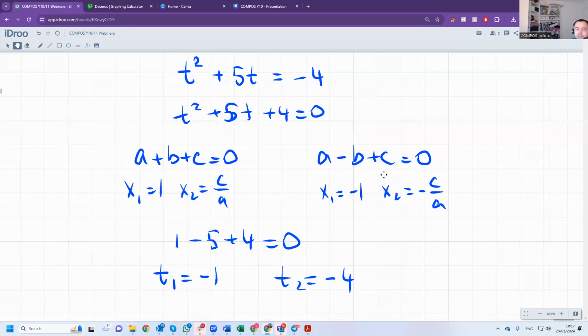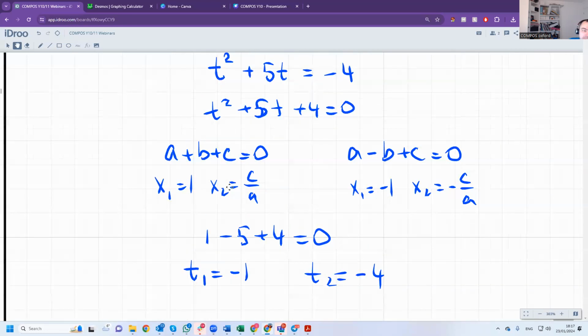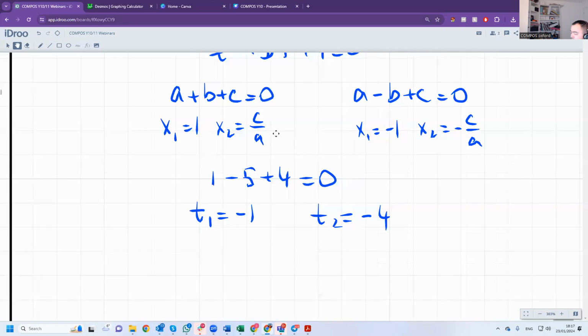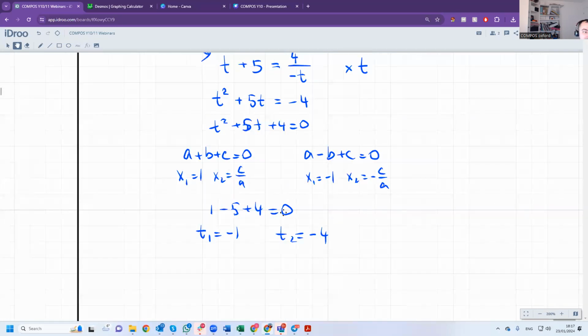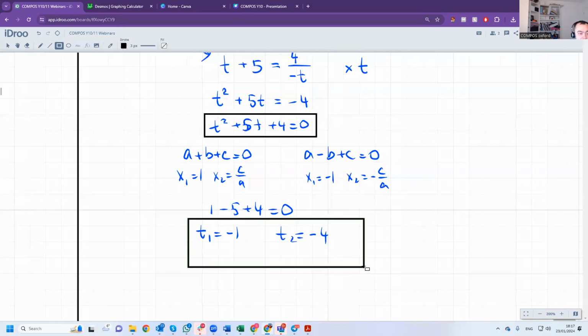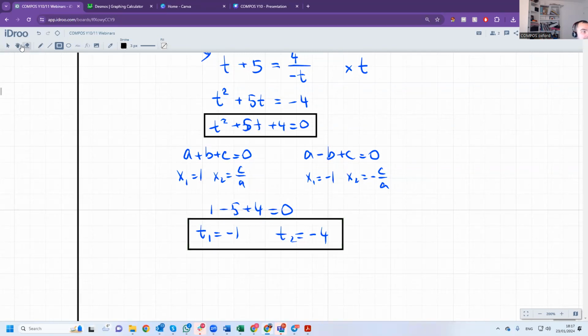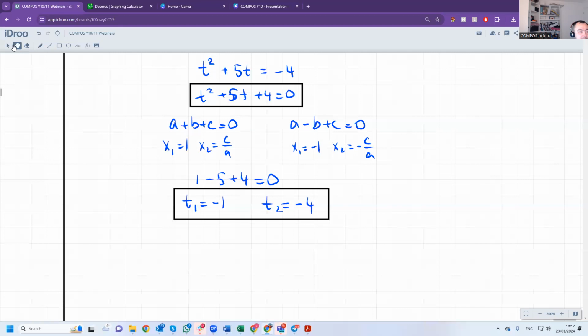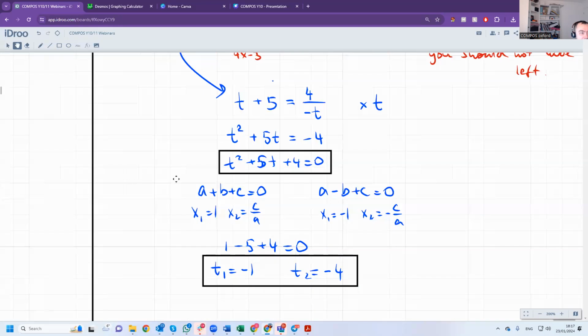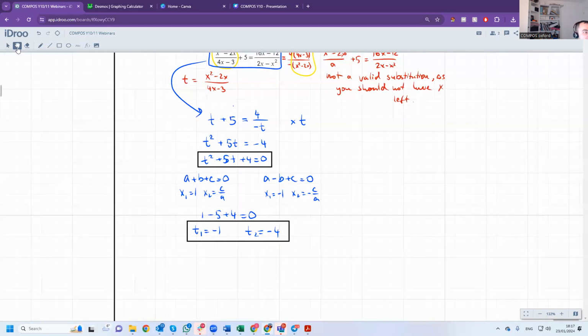So this is the trick of solving equations. But if you don't understand the trick, or you prefer not to use it, then it's fine. You can just solve it by factorizing. Okay, so we have the solutions. t1 equals minus 1 and t2 equals minus 4. And now we go back to the original. So that means x squared minus 2x divided by 4x minus 3.